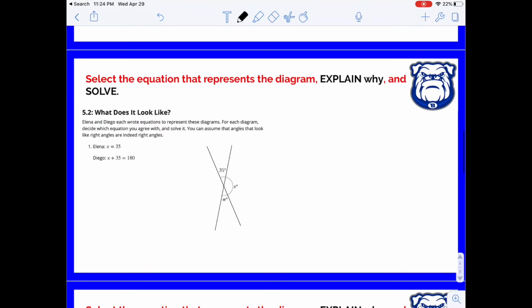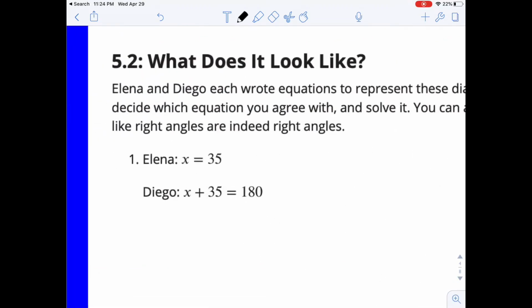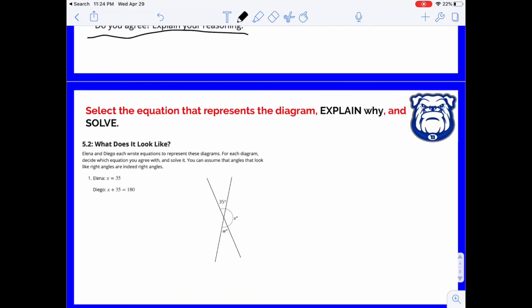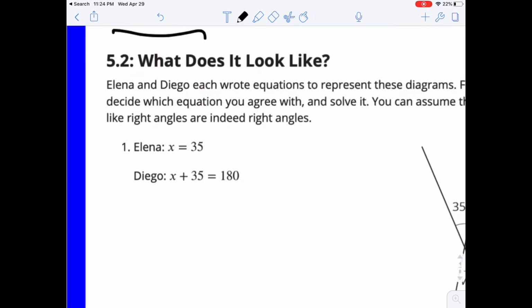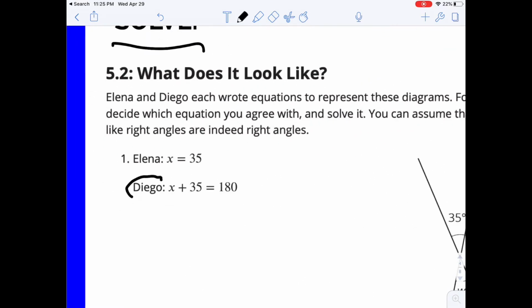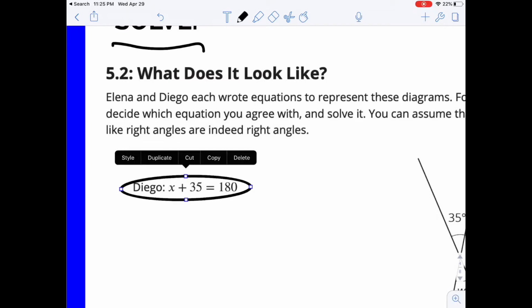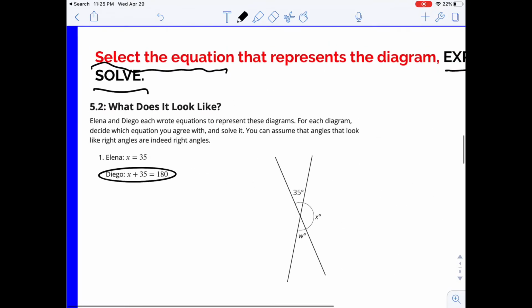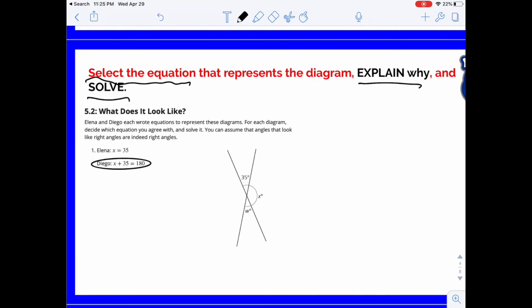Down here, what equation represents Diego or Elena? I'll go ahead and do this one. It says we need to select the equation, explain why, and solve. Okay, so I'm going to select Diego because that is the correct one. Diego is the correct equation. So select Diego. It says, and now I need to solve it.